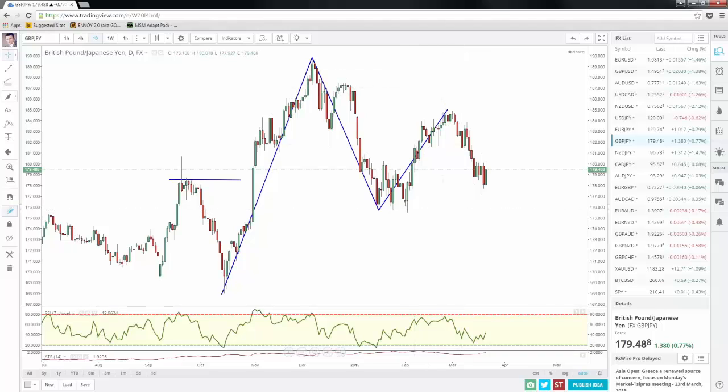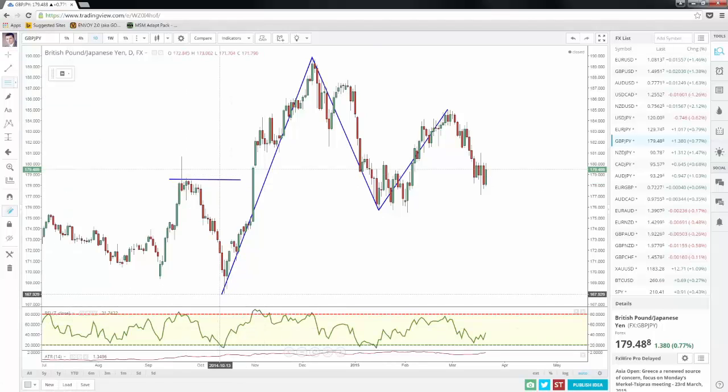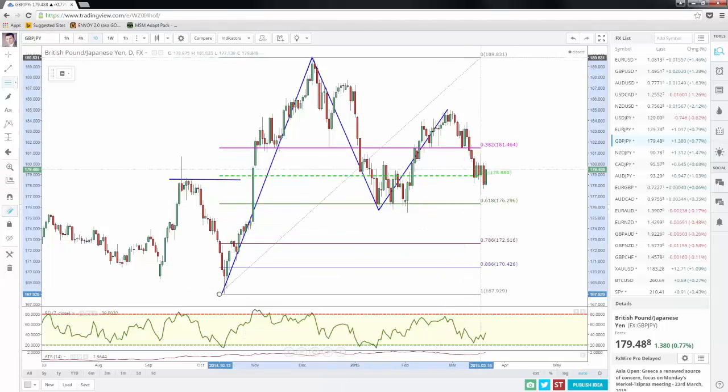So let me bring in some retracements here. I'll talk a little bit about Gartley patterns. I'm going to take a retracement from the swing low to the swing high of the anchor leg here. And as you can see, the market came down into a 618.